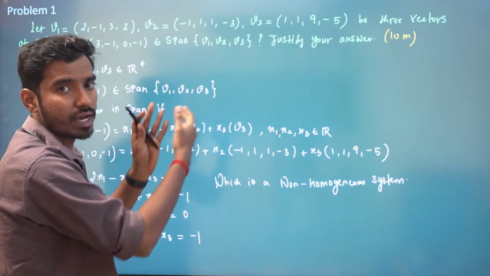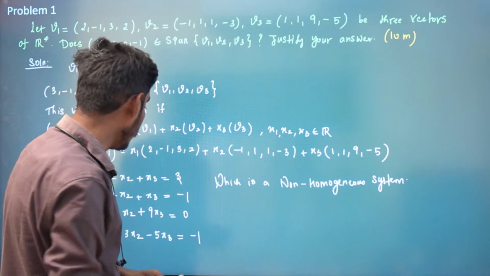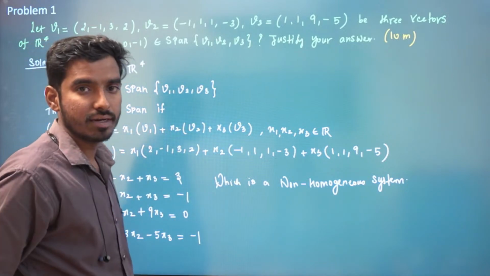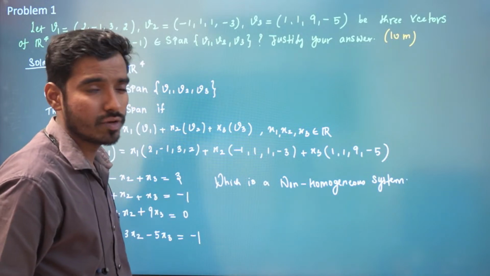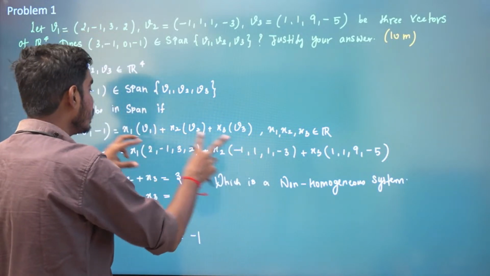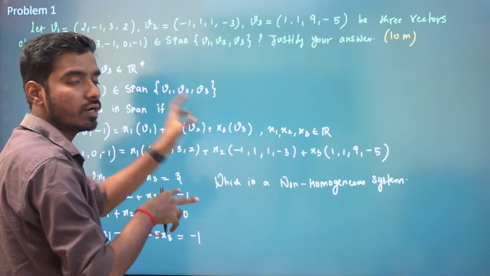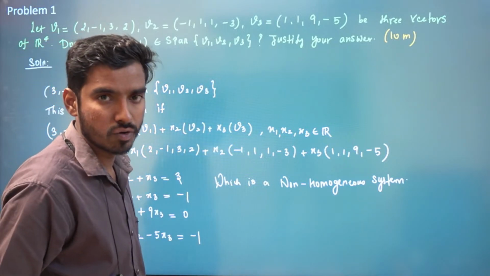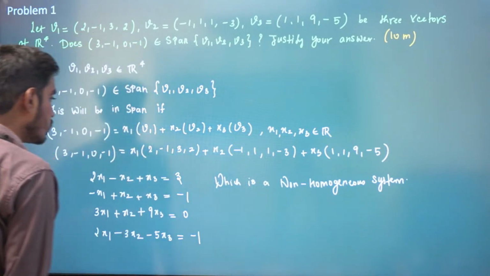Again, this will be in the span of v1, v2, v3. But if this system has no solution, then there is no x1, x2, x3 that makes this linear combination this. That means this will not be in the span. That is the idea we are going to do now. Now we will solve the system of equations.